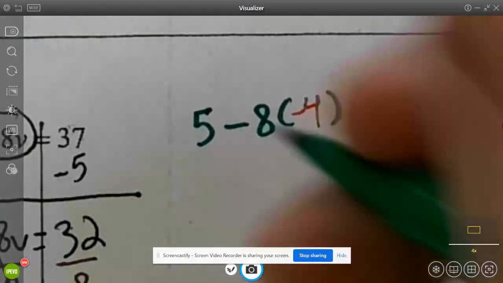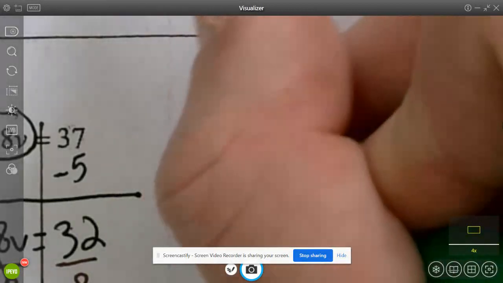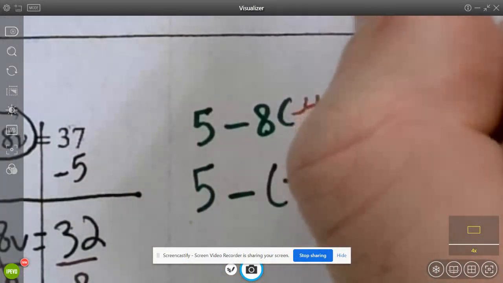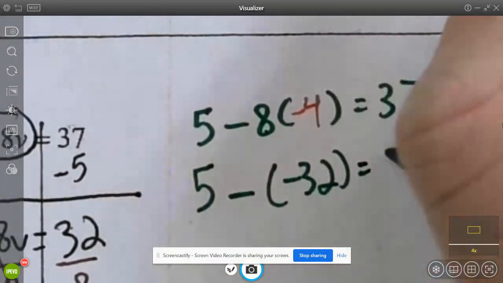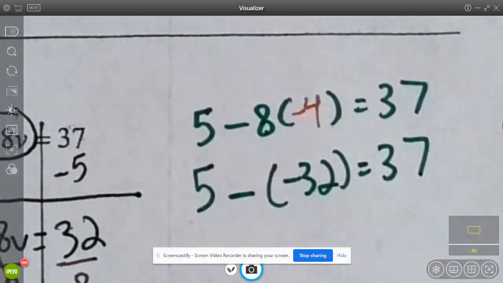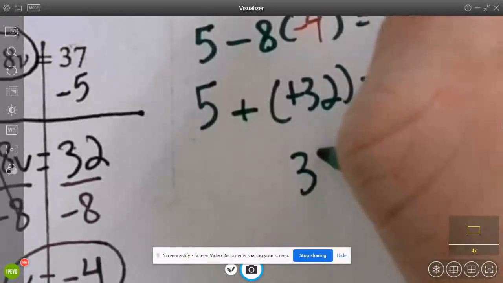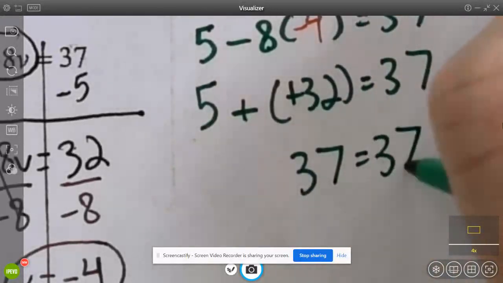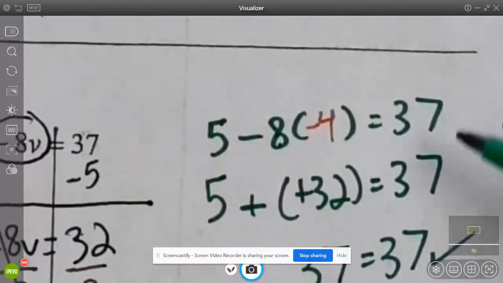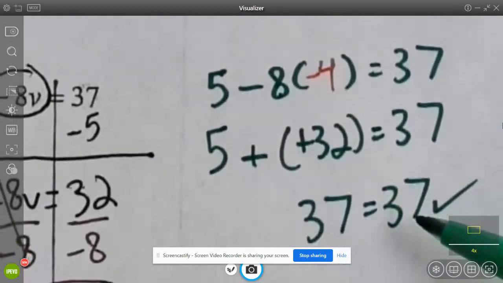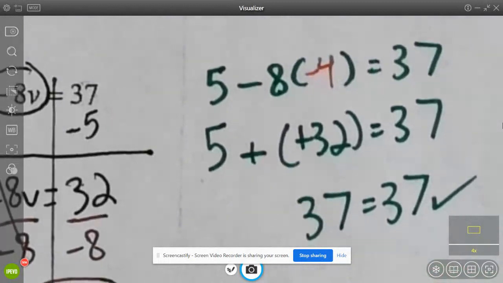And now let's solve this. Let's solve it on both sides. So 5 minus 8 times a negative 4 is 5 plus 32 equals 37. Keep it nice and clean, nice and neat. Let's make that plus a positive, and then there you see you get 37 equals 37, no matter what, every single time. Step 1, plug in your number. Step 2, simplify. Step 3, you should have an equal sign on both sides. That should help.